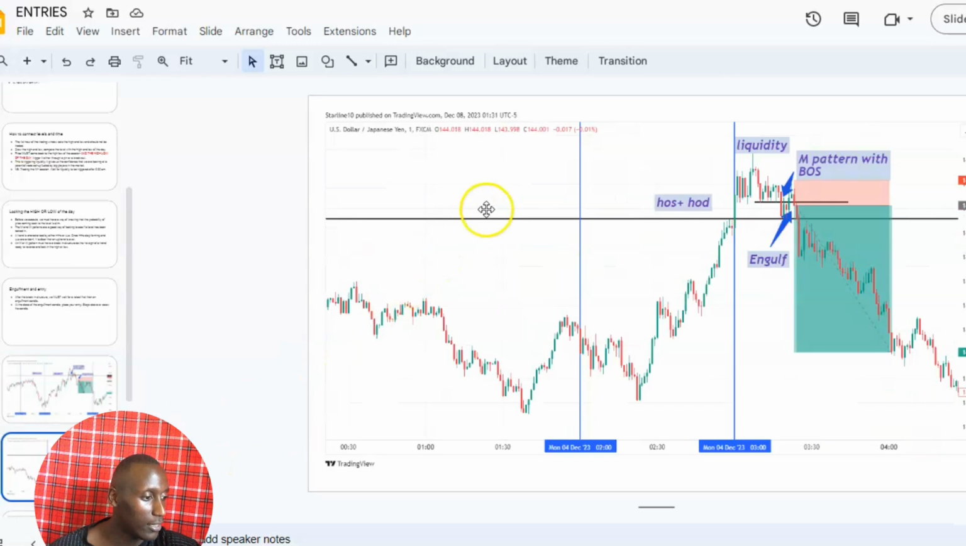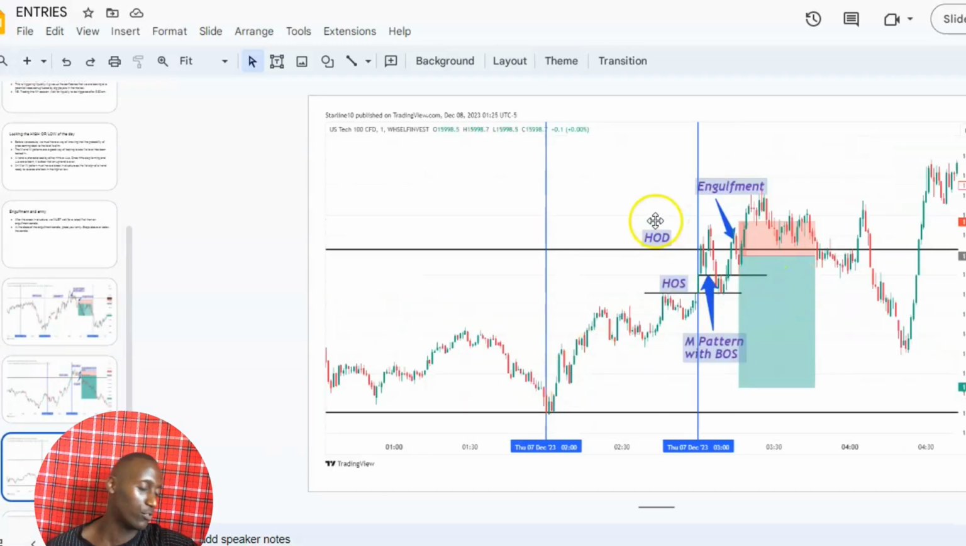Another example, this is a trade I took on Monday on the Japanese yen. And this is in the London session. Price creates the high of the session plus the high of the day in the first hour, between 2 and 3 a.m. And then in the second hour, price breaks out and then gives us a nice consolidation, but also gives us an M pattern with a break in structure here. And then a pullback with an engulfment candle. Look at the entry, look at how that trade turned out. Beautiful.